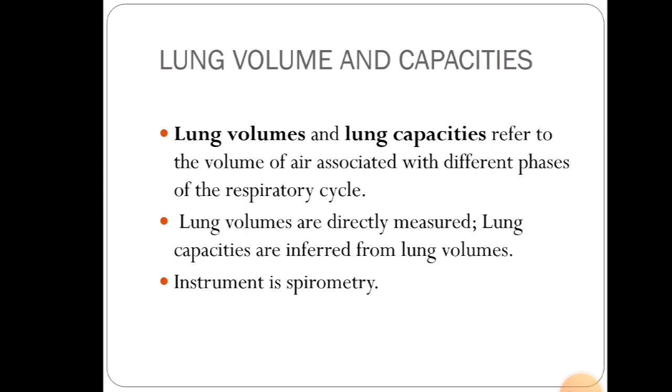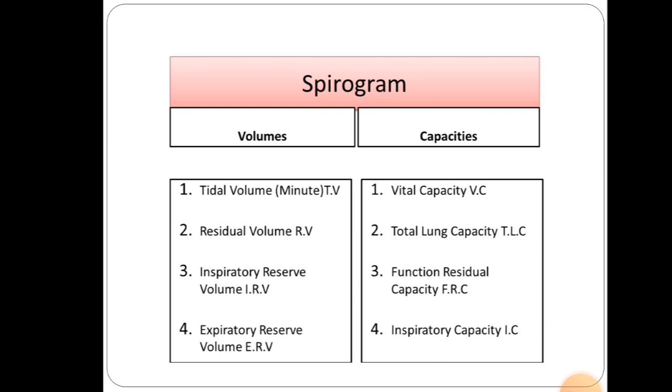So today we'll discuss lung volumes and capacities. They refer to the volume of air associated with different phases of the respiratory cycle. Lung volumes are directly measured. Lung capacities are inferred from lung volumes, and the instrument used is usually spirometry, which gives the spirogram. We have volumes and capacities like tidal volume, residual volume, inspiratory reserve volume, expiratory reserve volume, and vital capacity, total lung capacity, functional residual capacity, inspiratory capacity.